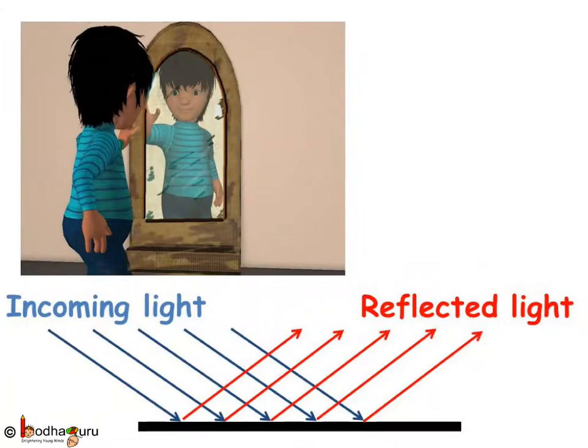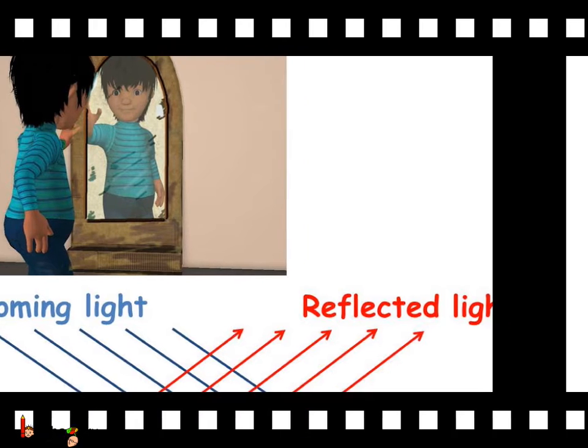Now you know how different types of mirror form images through the reflection of light. A mirror can change the direction of light that falls on it. But does the reflected ray of light go in any direction? Let us find it out.